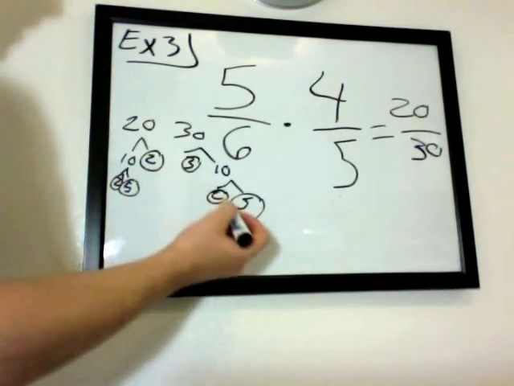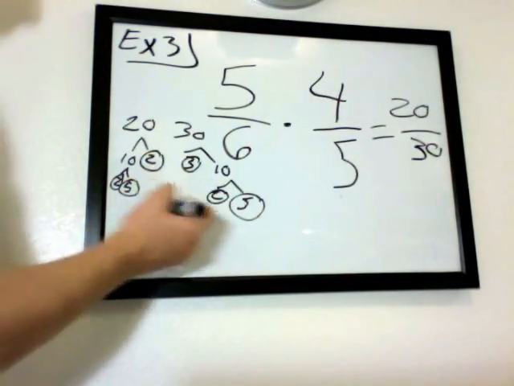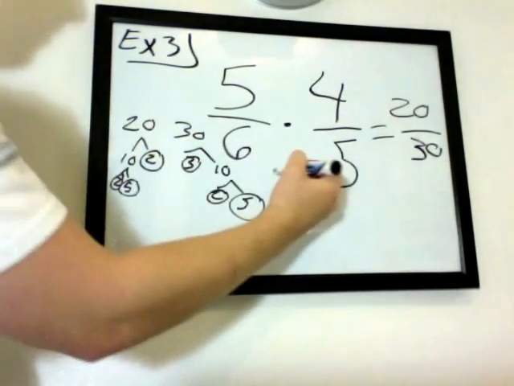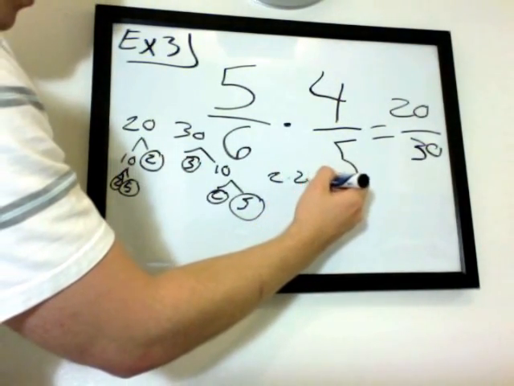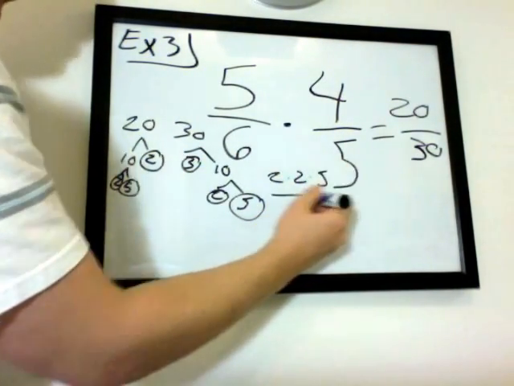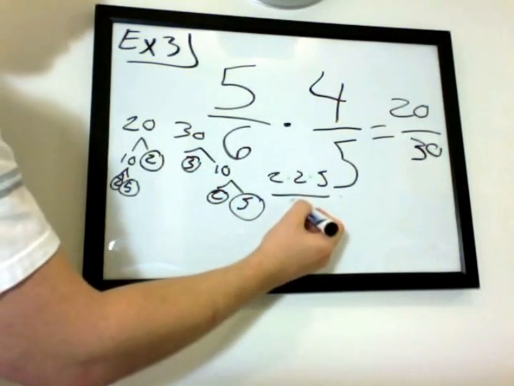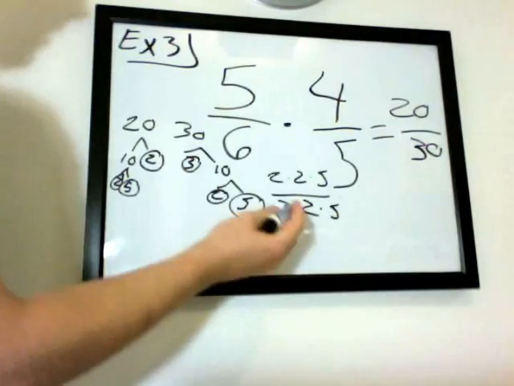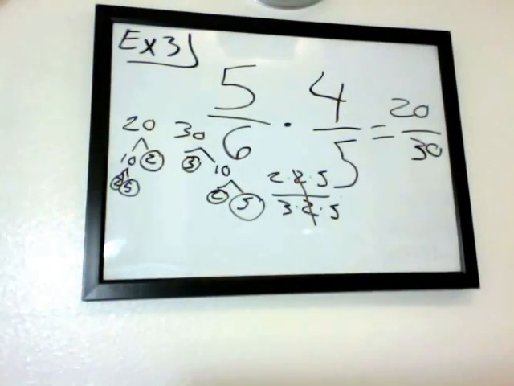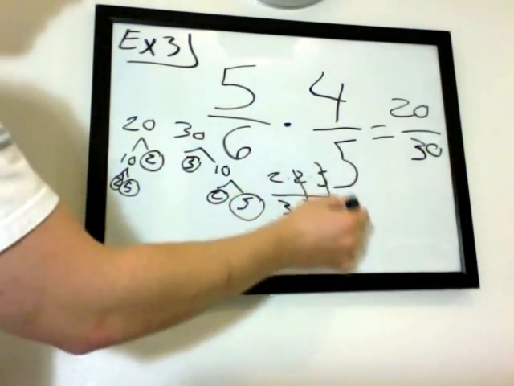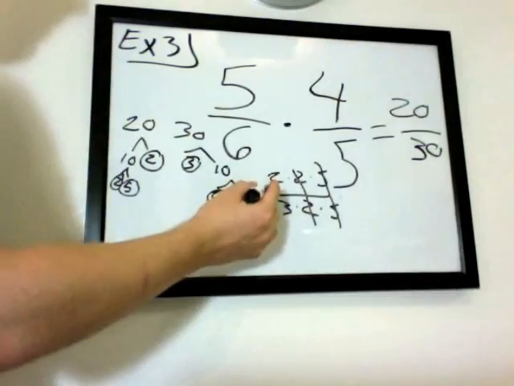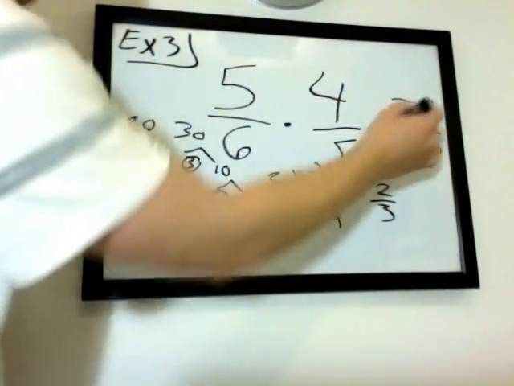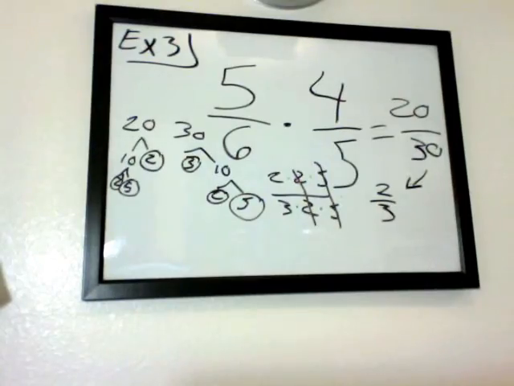Then you just write these. This one being on top, so 2 times 2 times 5. This one being on the bottom, 3 times 2 times 5. You see there's one that cancels right there, and there's one that cancels right there. So you're left with 2/3. This reducing to 2/3.